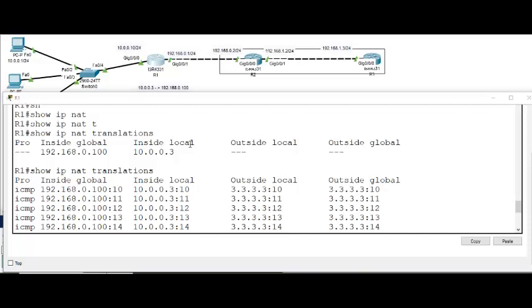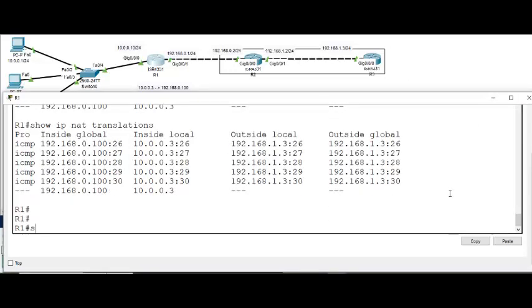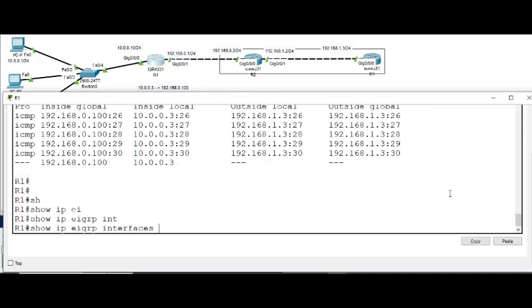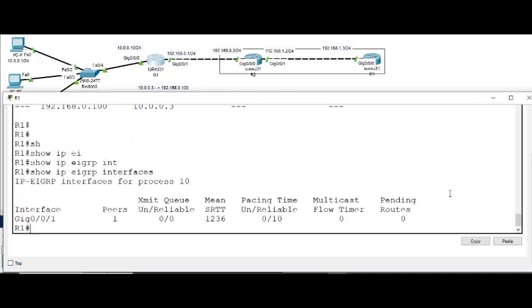Sir, I have a doubt. We removed the 10 network, right? Do you have the 10 network in EIGRP on R1 G0/0? I just want to check one command: show run section EIGRP, so that I can see whether the 10 network is there or not.